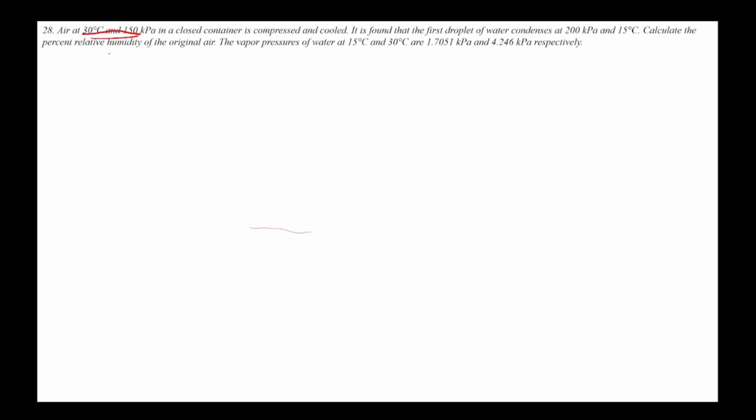Okay, at this condition, percentage humidity, percentage relative humidity. If percentage humidity comes, then the formula will change. The vapor pressure of water at 15 and 30 degrees Celsius is given. So vapor pressure at 15 degrees Celsius and 30 degrees Celsius. But at 15 degrees Celsius, there will be a liquid as well.